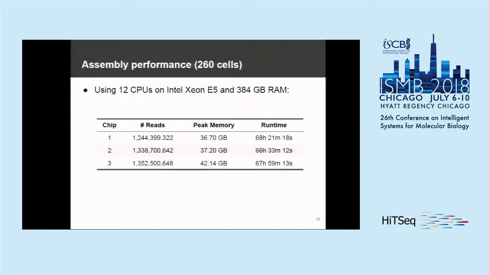So here is a table that shows the performance of RNA-Bloom for the assembly of the 3 chips that I mentioned earlier. And we can see that RNA-Bloom is able to reconstruct the transcript sequences for a chip using about 30-something to 40 gigabytes of memory. And using 12 CPUs, it will take a little bit less than 3 days.